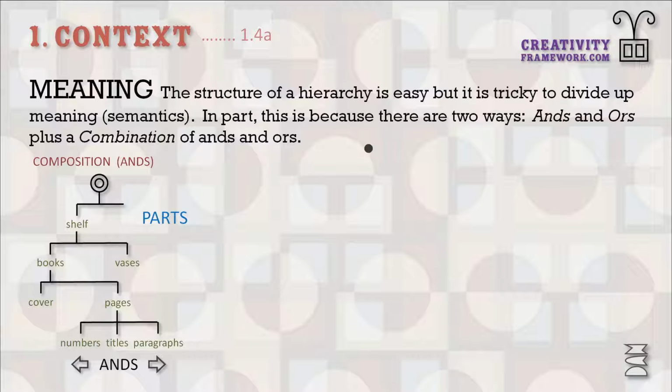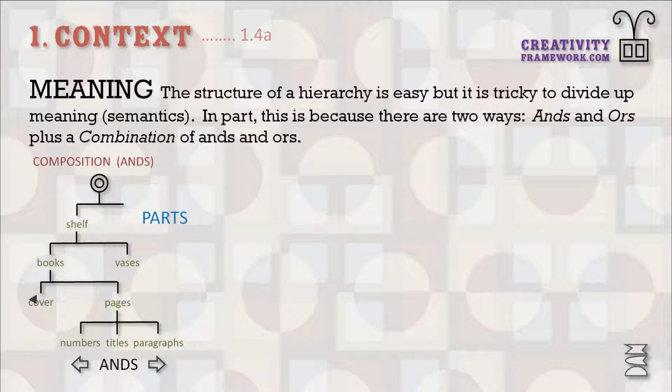Here's where we wanted to get to in the creativity framework. Composition. So here's a hierarchy. Let's just read this. Meaning. The structure of a hierarchy is easy, but it's tricky to divide up meaning, semantics. In part, this is because there are 2 ways, ands and ors, plus a combination of ands and ors. So when we have ands, it's composition. A book is composed of a cover and pages. Pages are composed of numbers, titles, and paragraphs. The shelf is composed of books and vases. That's what's on the shelf. Books are composed of a cover. Oh, we did that one already.